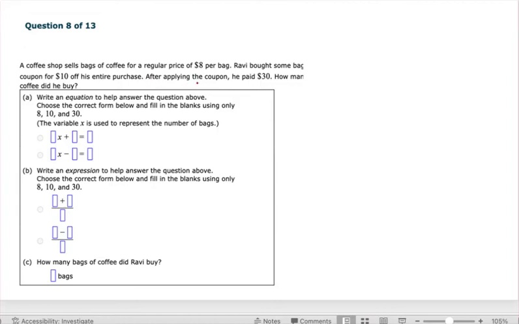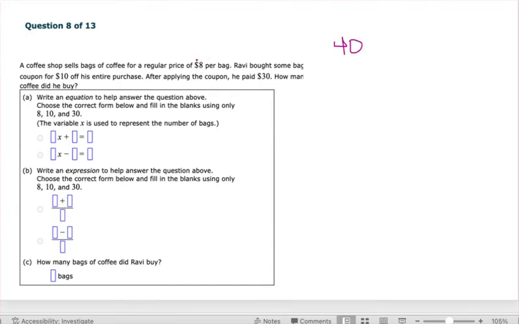Okay, after applying the coupon, he paid $30. How many coffees did he buy? Maybe that's bags of coffee. Okay, so some bags of coffee with a coupon for $10 off his entire purchase. All right, so we're going to say that he paid $30, but that was after a $10 coupon. So he really paid $40.